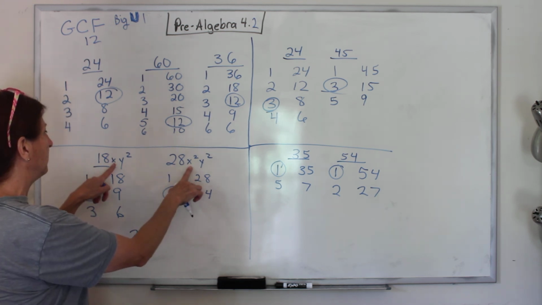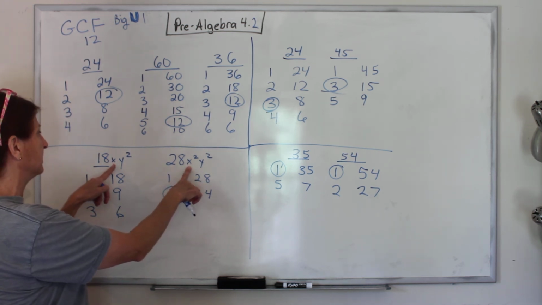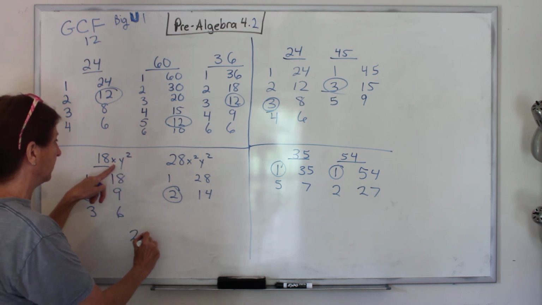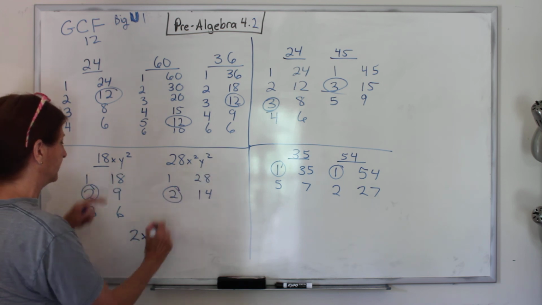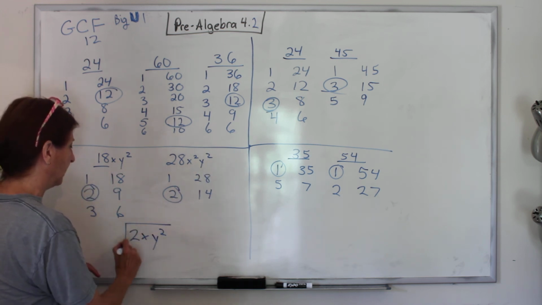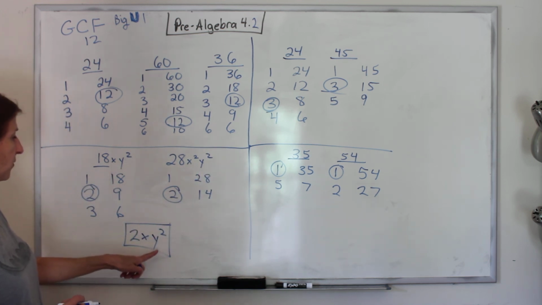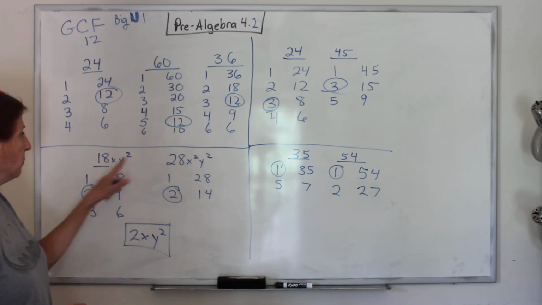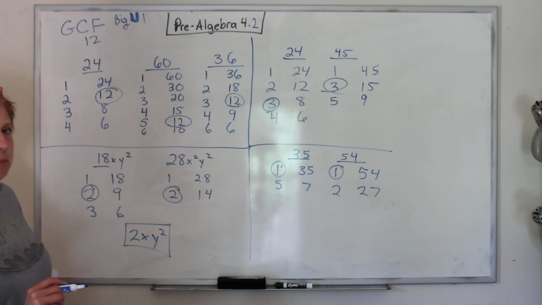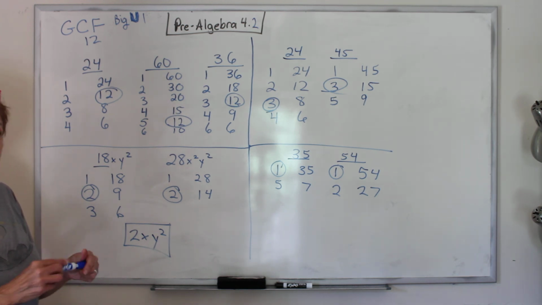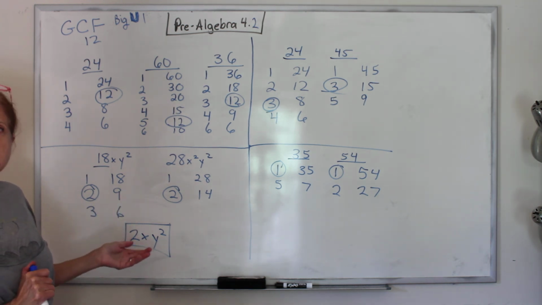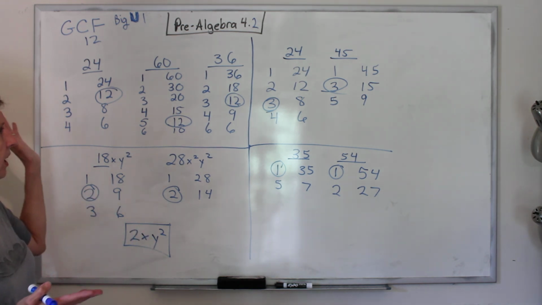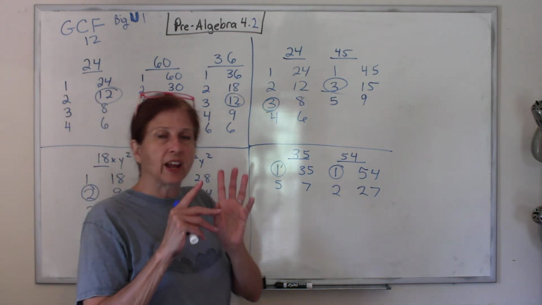For x, you see that they both have x's, and you pick the one that has the least exponent. And then both of these have the same, so that is the greatest common factor for these two. You do the numbers, you look at the letters, and then you find the one that has the lesser exponent and put it down. So the letters aren't really the hard part, they just look fancy. They're fancy math.